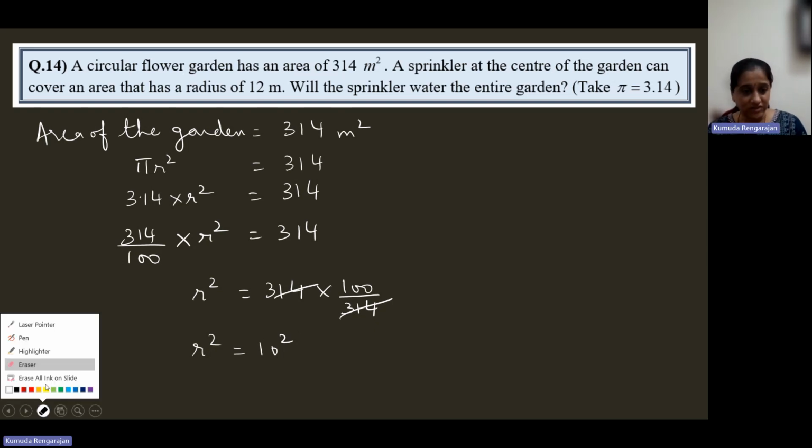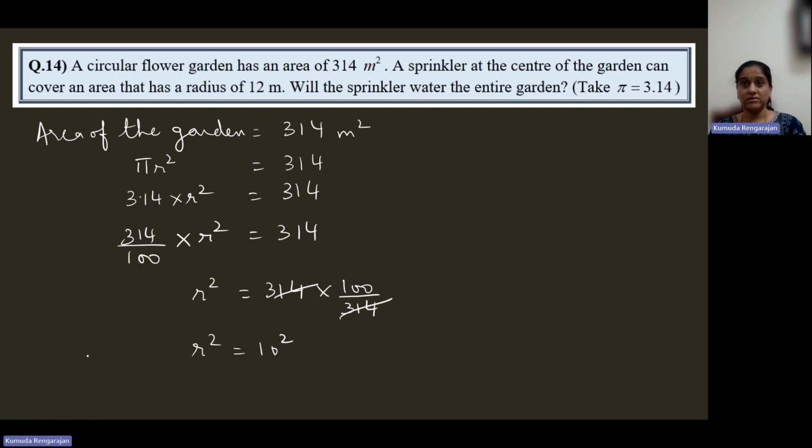See, r square is equal to 10 square. Then what should be the value of r? Something is equal to something. On that side you have 10 square, so this side also is 10 square because they're equal. That means r is 10. Therefore r is equal to 10. So 10 meters is the radius of the garden. What is the radius of the sprinkler? 12 meters. So it's more than sufficient.